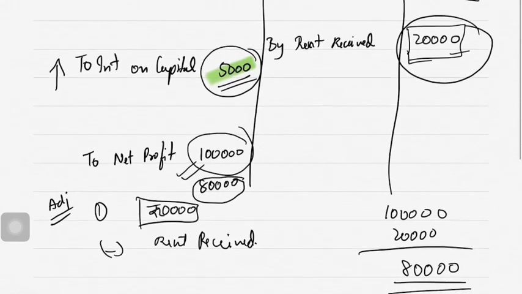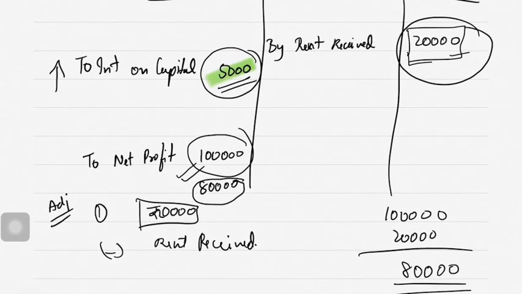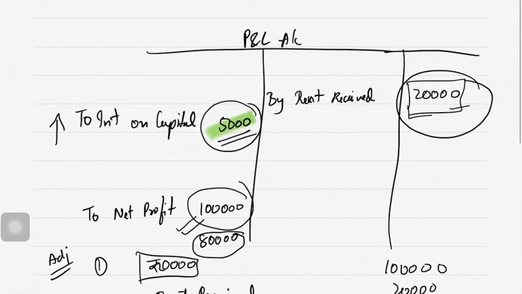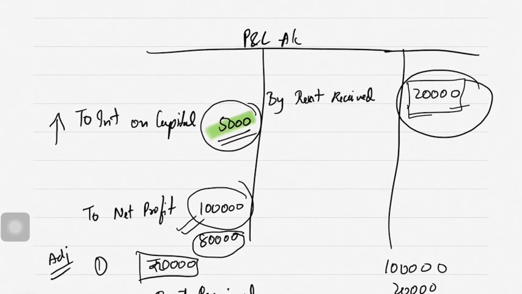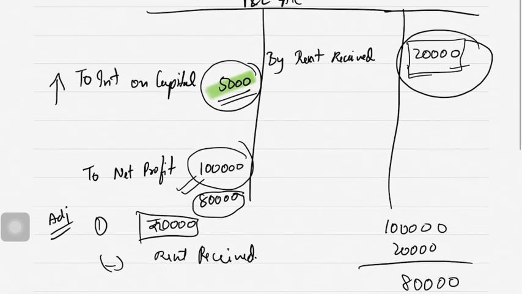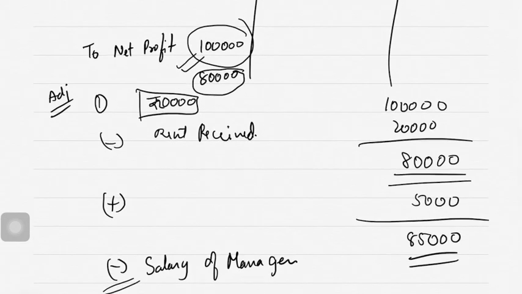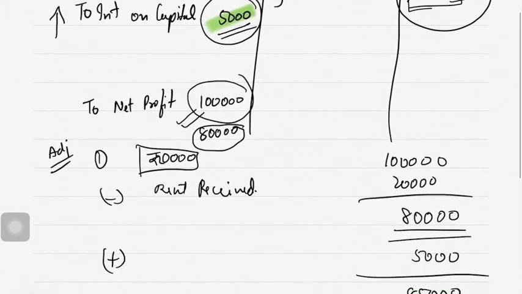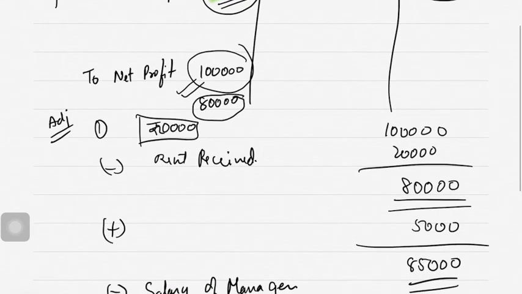So any expense which is not shown in your profit and loss account and you are supposed to show it, then you will subtract the expense. Okay? And any income which you are supposed to show in the P&L account but it is not shown, then what will you do? You will add it. Okay? I hope everybody has understood. Let's solve the question.